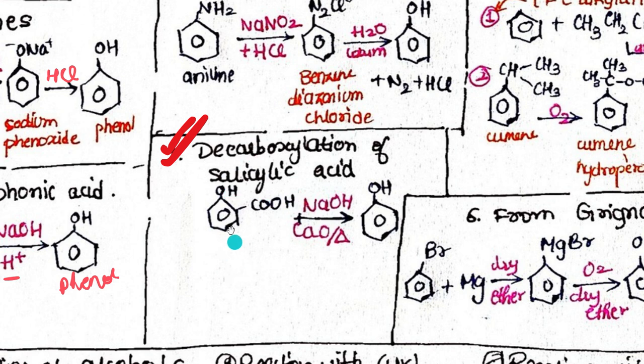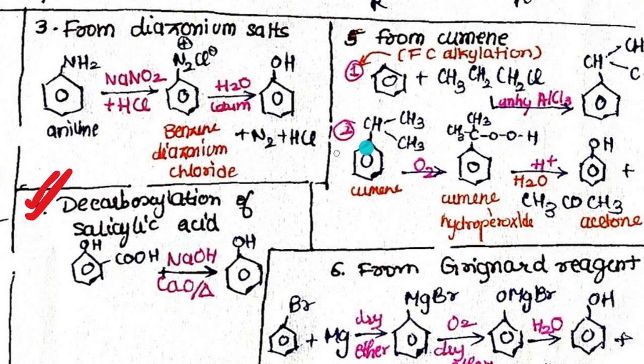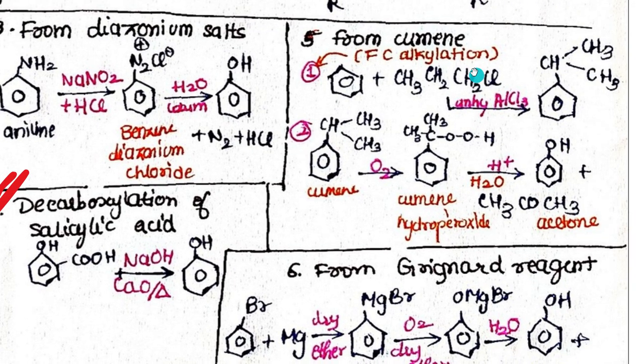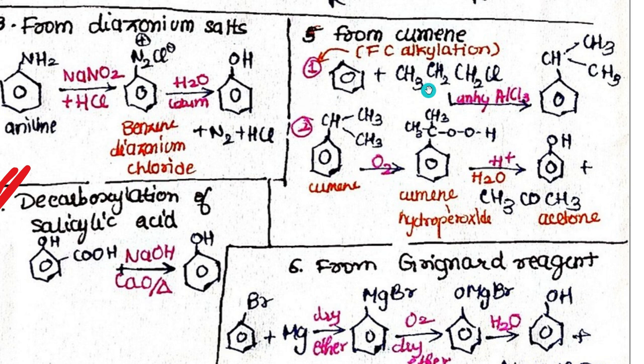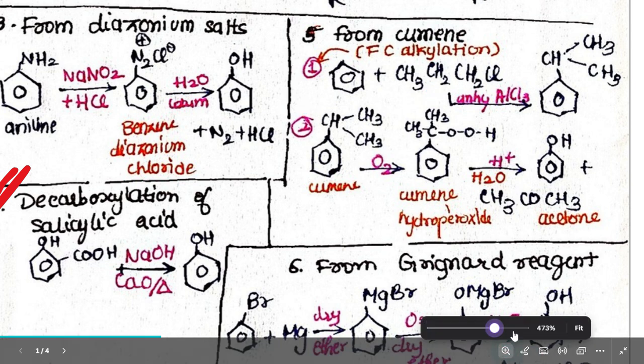Okay, this is salicylic acid. Now this, when we react with NaOH and CaO, that is calcium oxide, in presence of heat we will get phenol. Okay, then the next method is from cumene. This is also a super important process. Now let me zoom in for that.